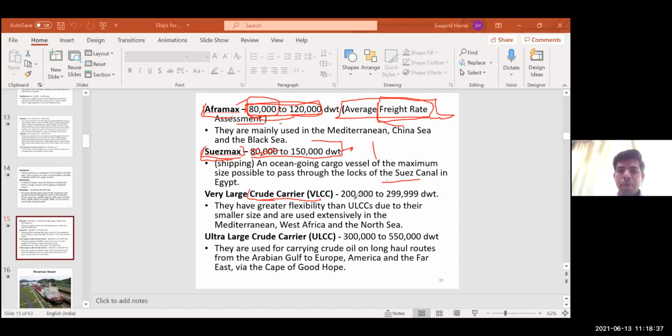So VLCC, of course, very large crude carrier, as I said, is dedicatedly designed to carry crude oil. And they carry it in large quantity. You see, 200,000 deadweight up to 300,000, or 2,99,999 deadweight. So this is VLCC, and above that is ULCC, 3 lakh to 5,50,000 deadweight. So this is what a tanker ship is.